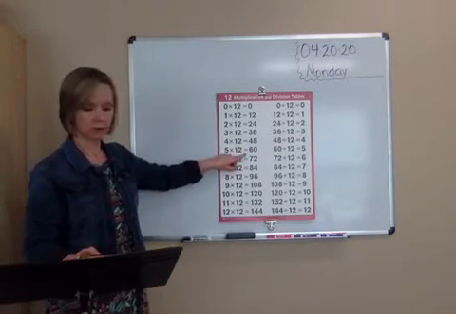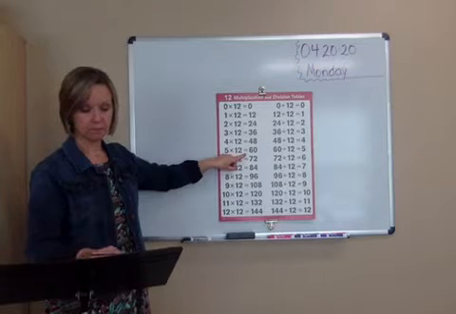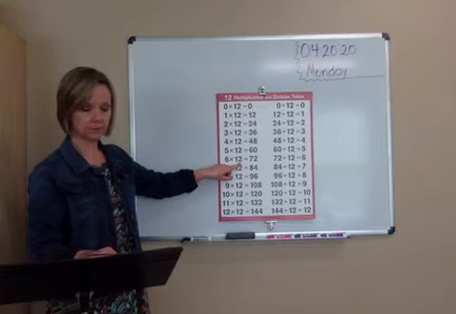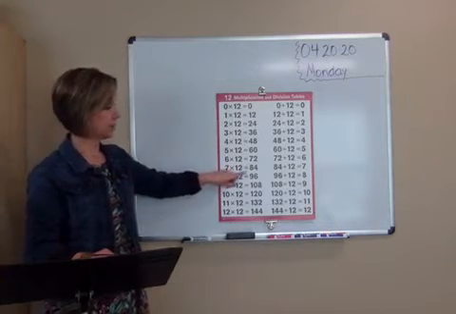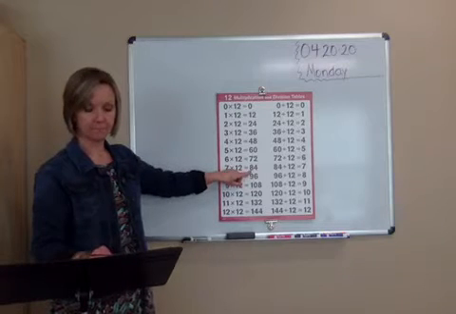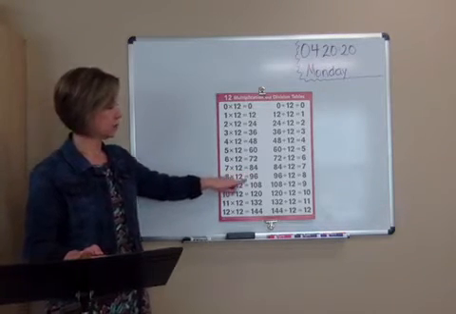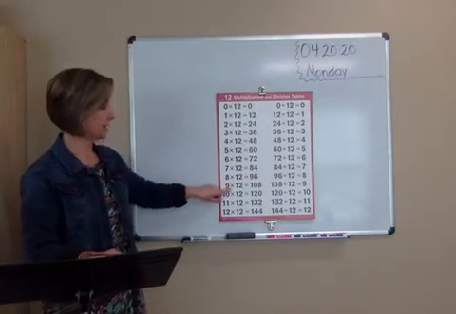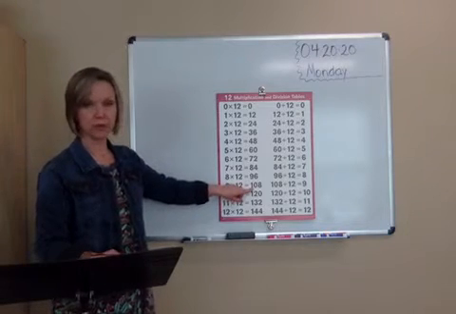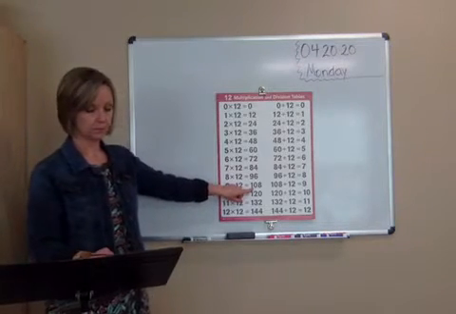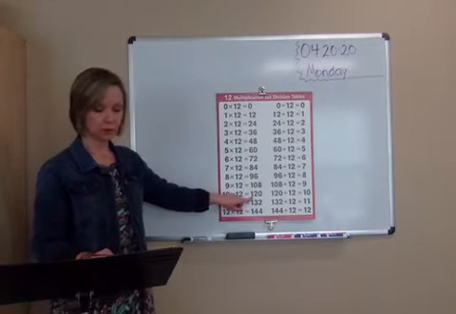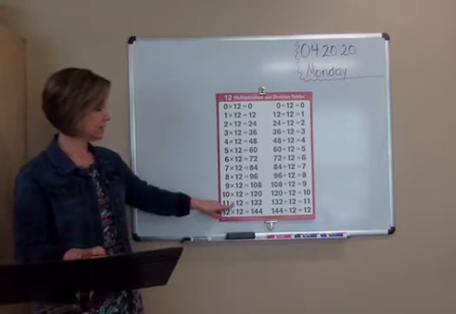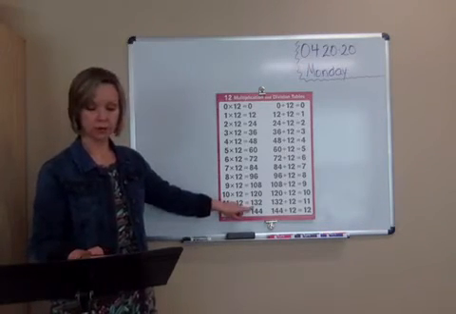5 times 12 equals 60. 6 times 12 equals 72. 7 times 12 equals 84. 8 times 12 equals 96. 9 times 12 equals 108. 10 times 12 equals 120. 11 times 12 equals 132.